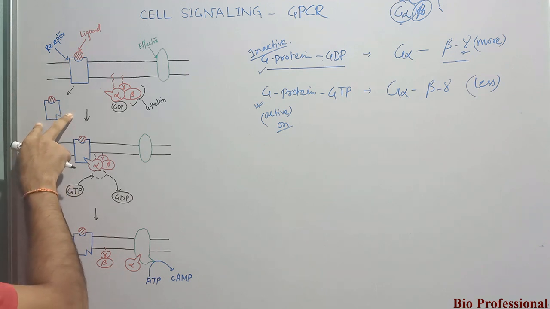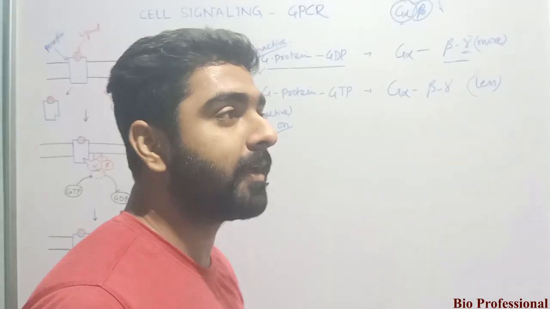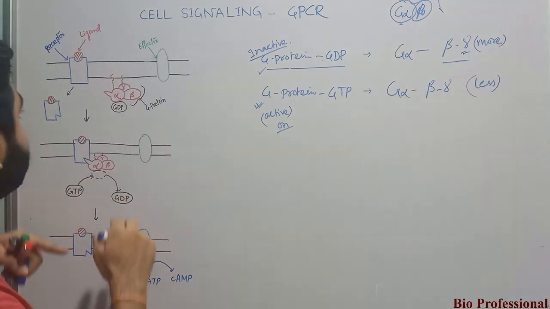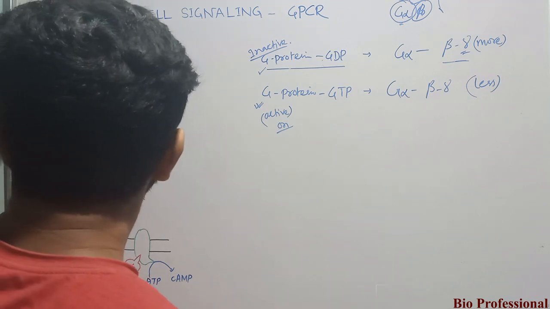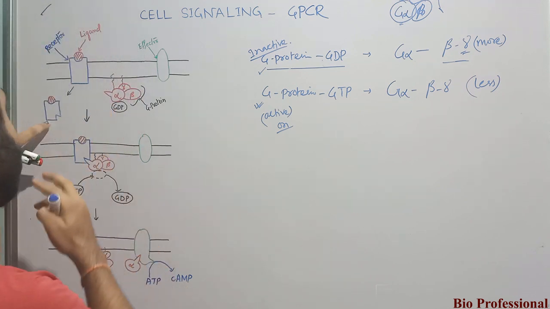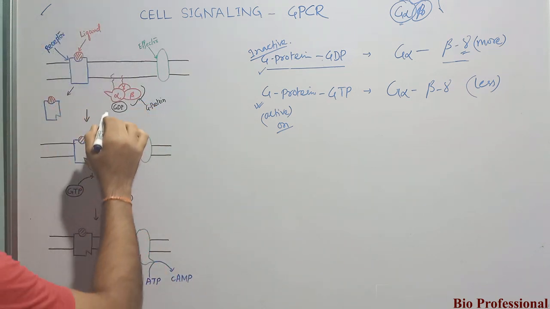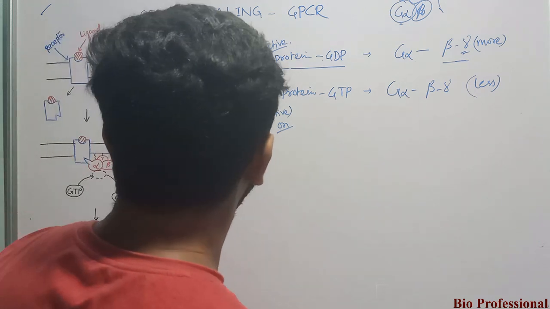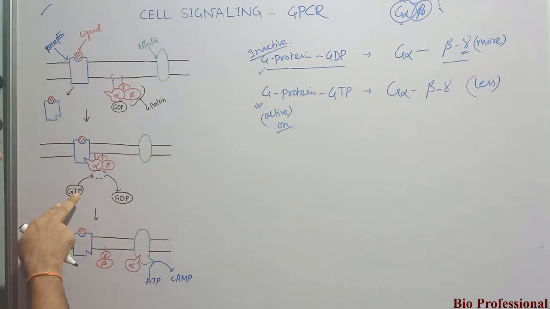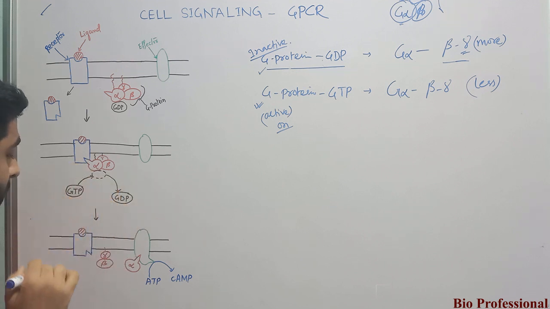Now see, when there is a conformational change in the receptor, as we have already seen, the receptor has three loops on the cytoplasmic surface. This is the extracellular phase, this is the cytoplasmic phase, as this is the plasma membrane. When the conformational change occurs, the L3 loop of the receptor interacts with G alpha, and then the conformational change occurs in the G protein. This conformational change leads to the replacement of GDP by GTP. Here you can see the G protein interacts with the receptor, and as a result GDP is replaced by GTP.